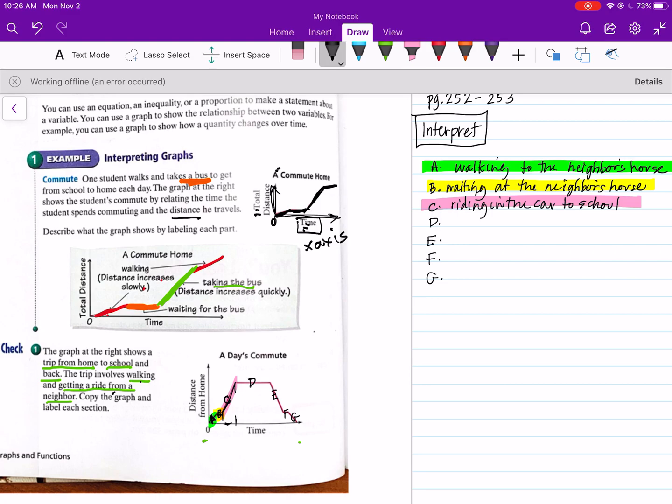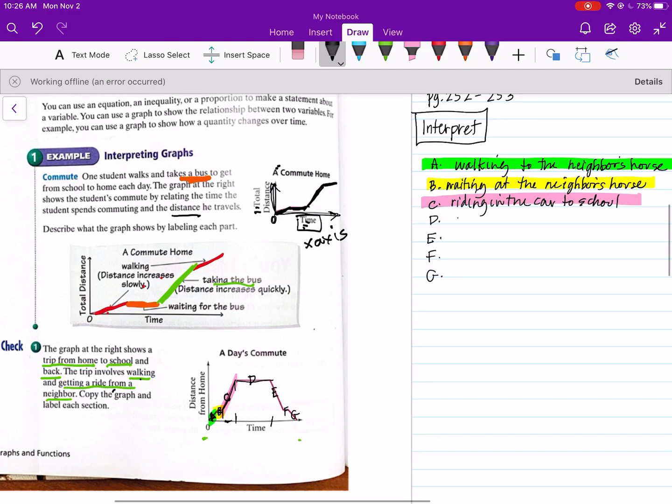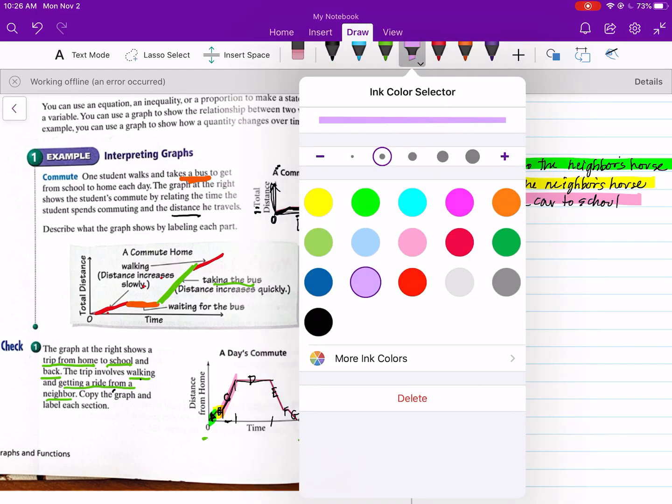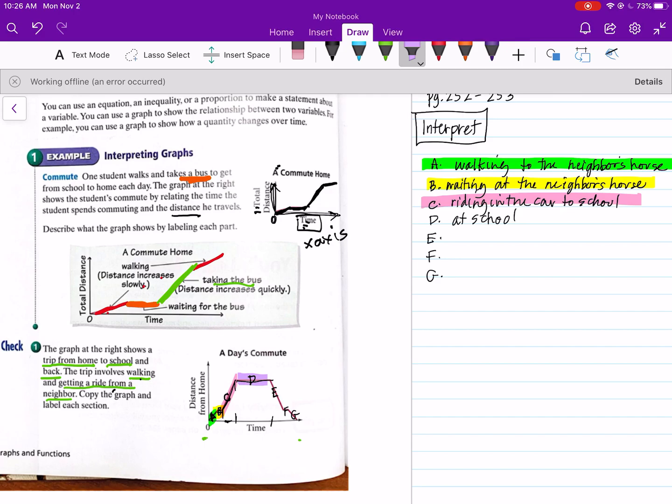Now, if you look at this next part, this D part, notice that a ton of time elapses. A huge chunk of time. But do they move anywhere? They don't. So that is when they're actually at school. So they're at school learning. Yay to school. Yay to learning.